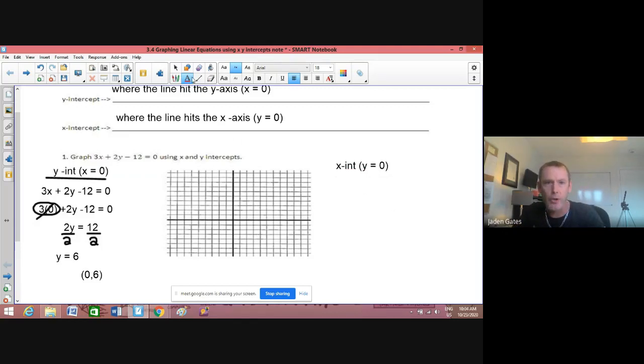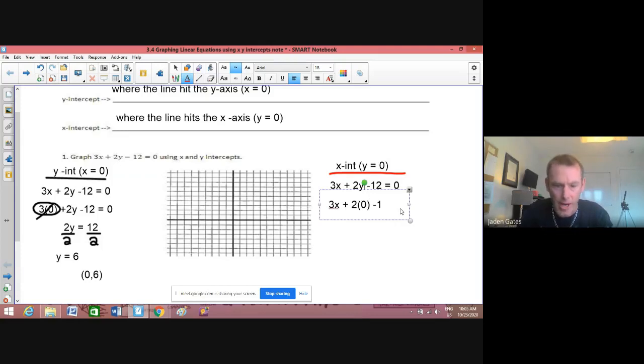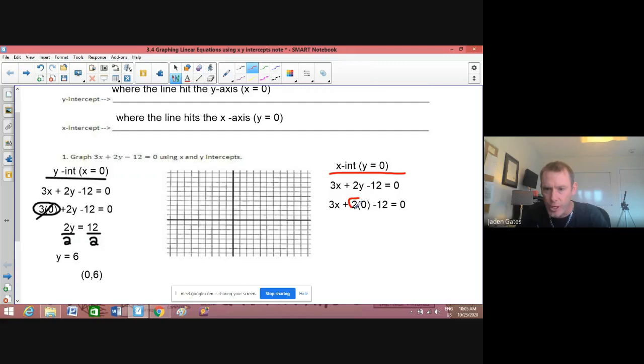All right, so once again, I'm going to use my equation, which is, again, 3x plus 2y minus 12 equals 0. So I'm going to write that down again: 3x plus 2y minus 12 equals 0. But this time where there's a y, I'm going to plug in a 0. So I'm going to have 3x plus 2 times 0 minus 12 equals 0. Make that a little bit bigger. There we go. So again, 2 times 0 is equal to 0, so this basically disappears.